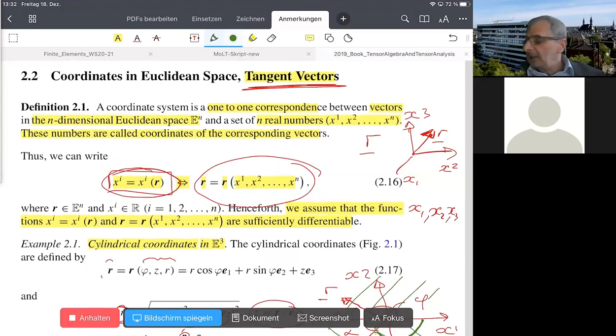Yeah, okay. It's the method of definition. We enumerate our coordinates simply beginning with 1. I don't know exactly what you mean, but we consider these numbers x1, x2, up to xn, with i going from 1 to n. These are our n coordinates. So if you want, you can begin with x0.